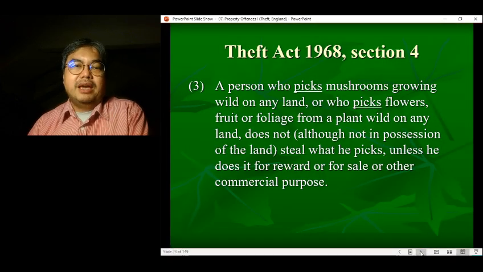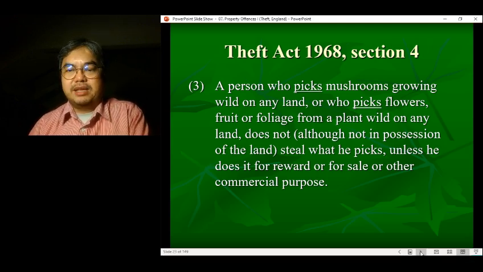If you look back at subsection 3, it talks about picking mushrooms, picking flowers, fruit, or foliage. So I don't think uprooting a tree is considered picking. It's more like severing it from the ground itself.